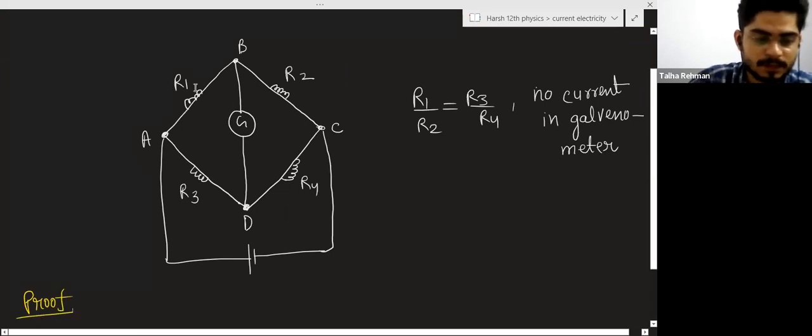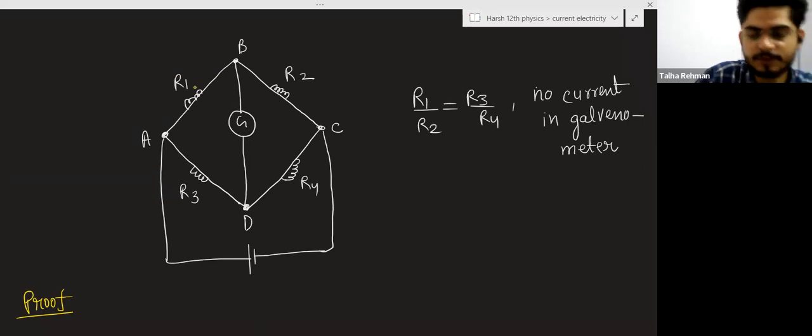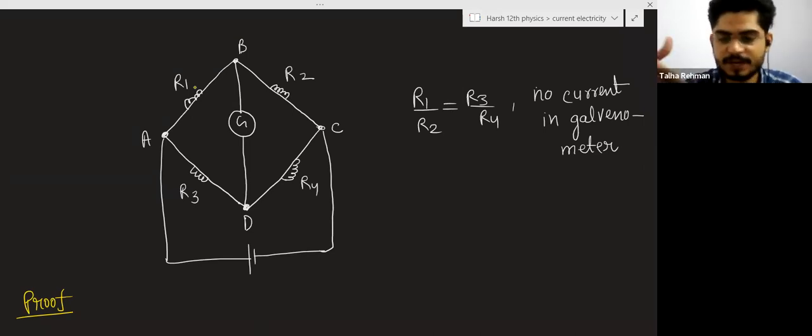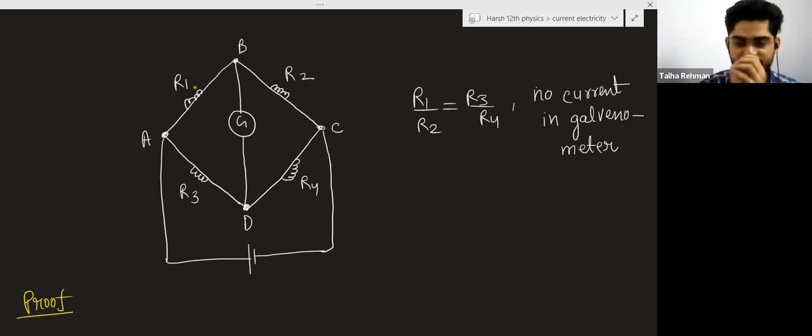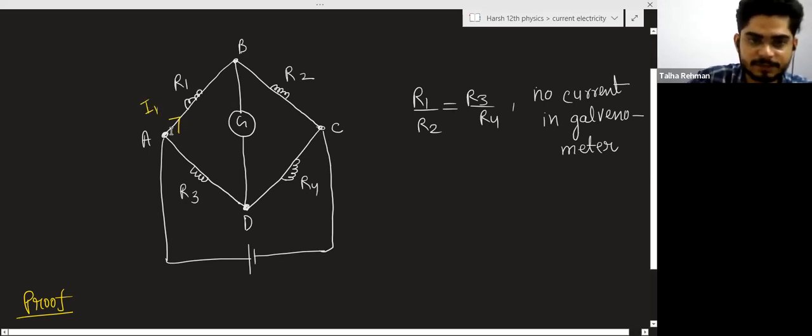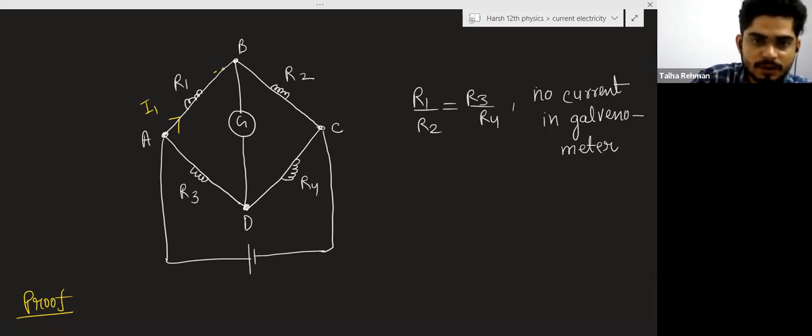When we are applying Kirchhoff's voltage law, first we define the current in the circuit by ourselves, and after that we apply Kirchhoff's voltage law. So first define the current. I am supposing I1 current is flowing through this AB. Here also the current will be I1.